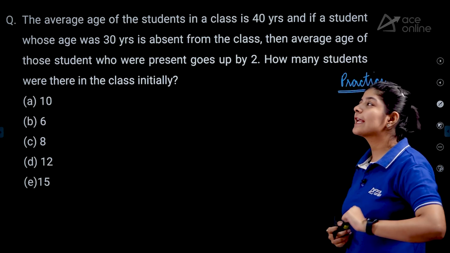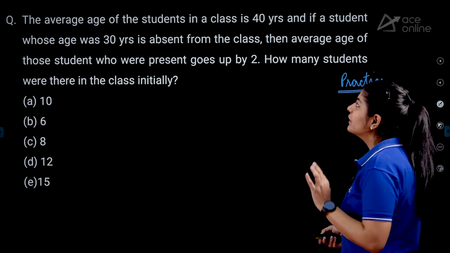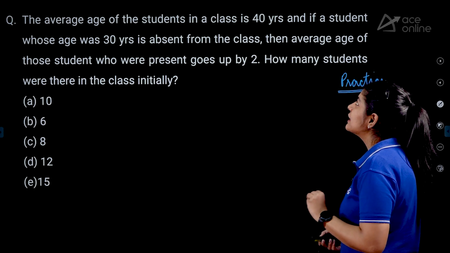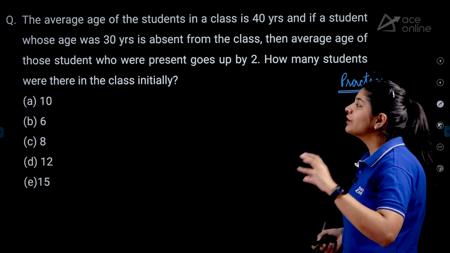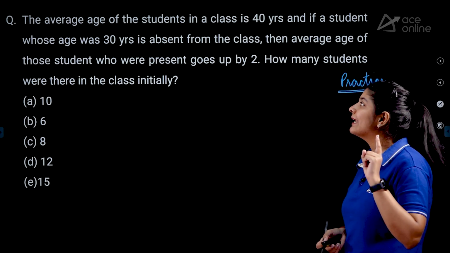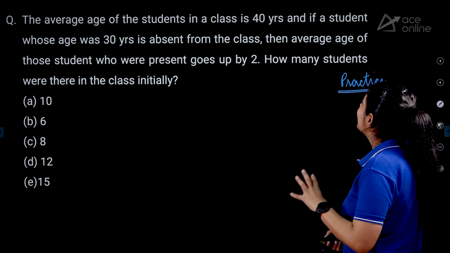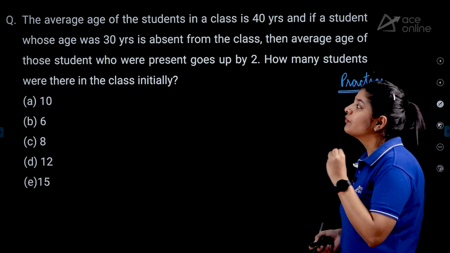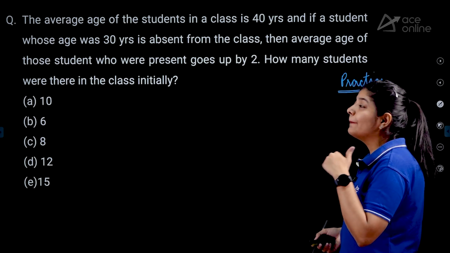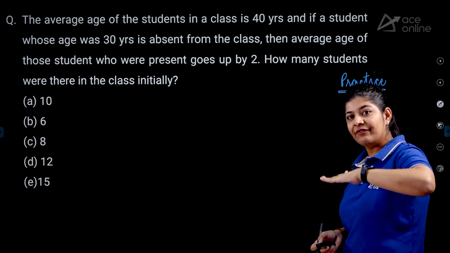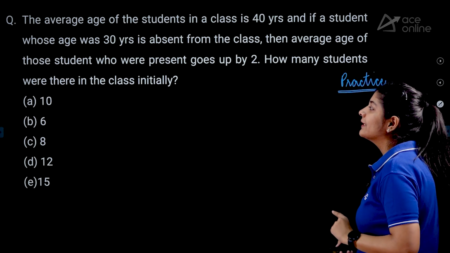So the question says that the average age of the students in a class is 40 years, and if a student whose age was 30 years is absent from the class, then the average age of those students who were present goes up by 2. That means the average is increased by 2. How many students were there in the class?